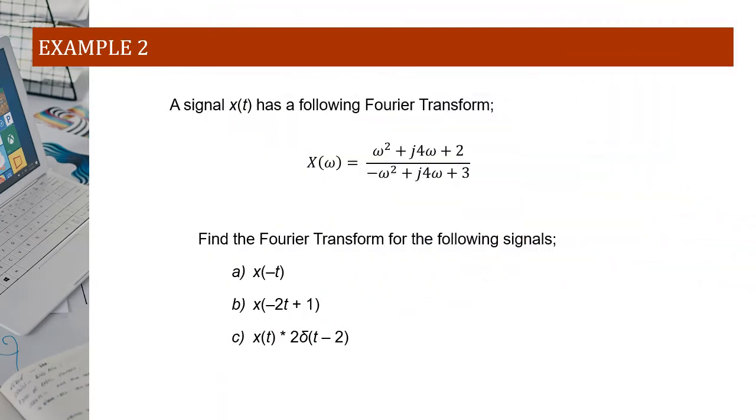Okay, let's look at the second example. Given a Fourier transform of signal x(t), X(omega), given as the function shown, we need to find the Fourier transform for the following signal. We know that x(t) in the time domain will produce X(omega) in the frequency domain. You need to compare the given signal with the Fourier transform pairs or Fourier transform table in order to get the final output.